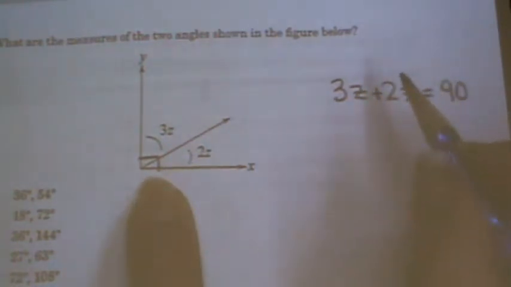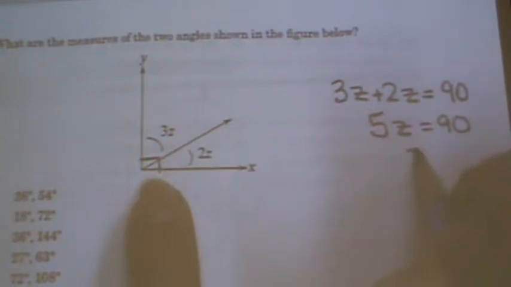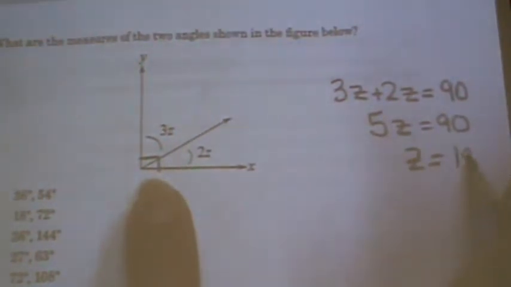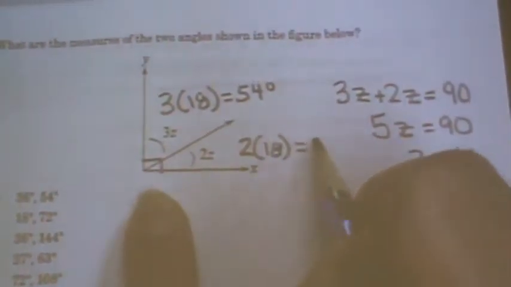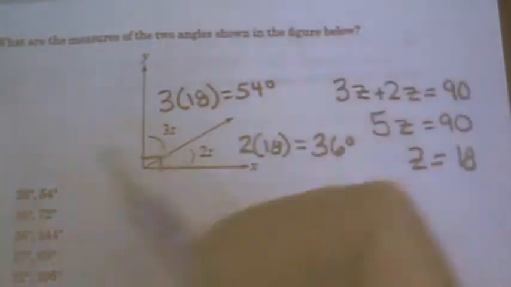I'm gonna assume it. So you're gonna do 3z plus 2z, set them equal to 90. If it says supplementary, they add to be 180. So 5z is 90, and what's z? 18. So what do you do now? This is an expression, 3 times z, well z is 18, so you get 54. And 2 times 18 is 36. So what's the correct answer?